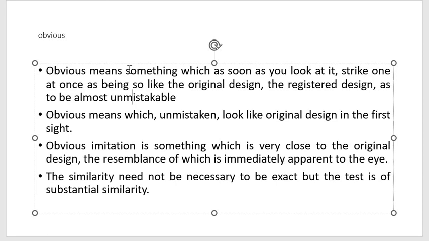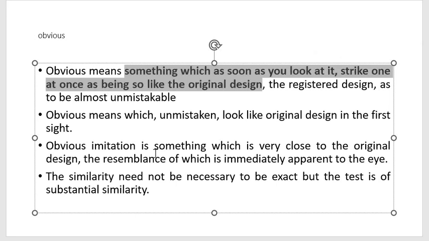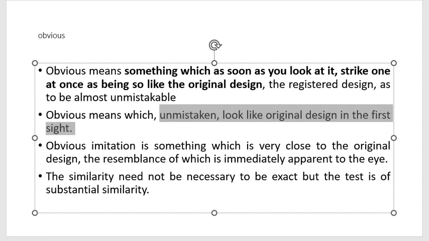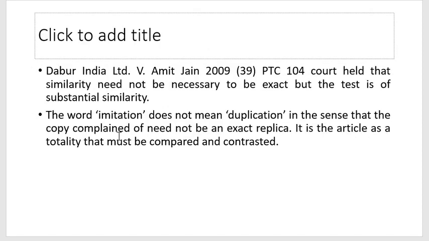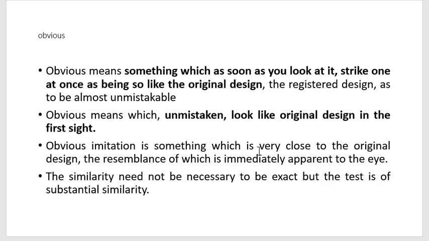Obvious means something which, as soon as you look, strikes you at once as being so like the original design. The moment you see it, you will think that this is the original design. It unmistakably looks like the original design at first sight. Obvious imitation is something which is very close to the original. These are just other words to say the same thing.